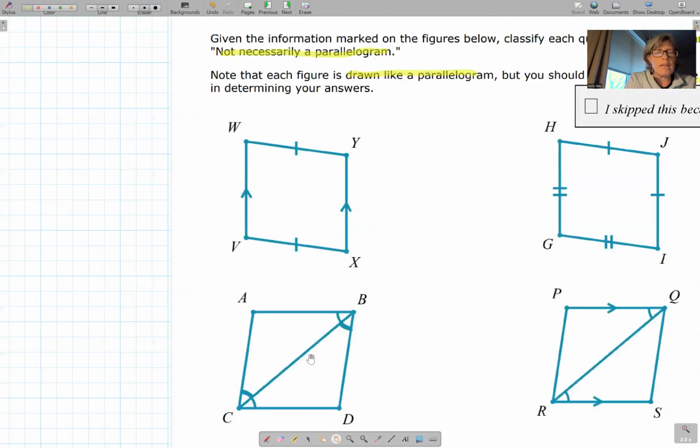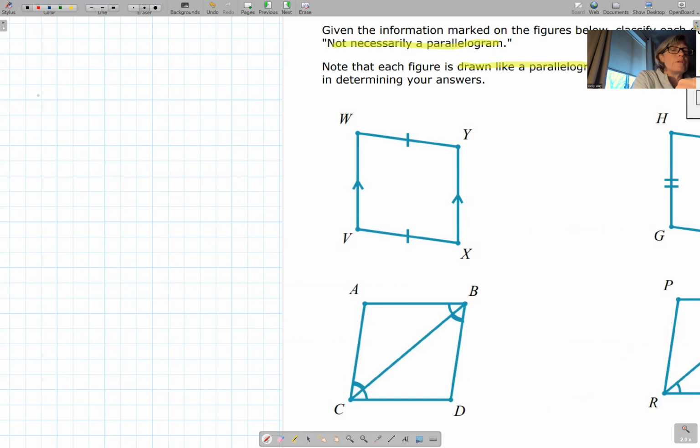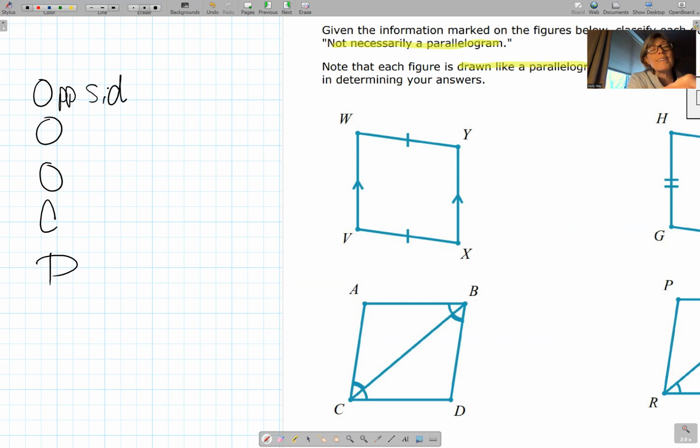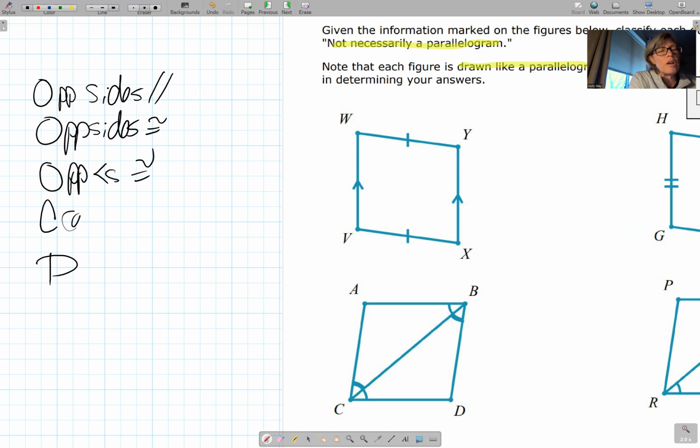Keep in mind what makes a parallelogram. That is OCD. Opposite sides are parallel. Opposite sides congruent, opposite angles congruent, consecutive angles are supplementary, and the fact that the diagonals bisect each other.